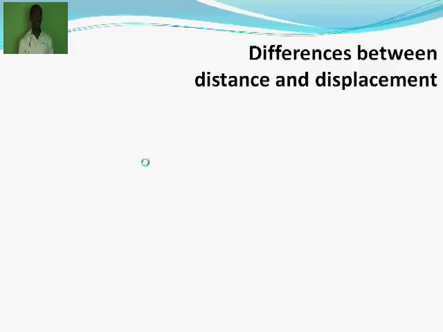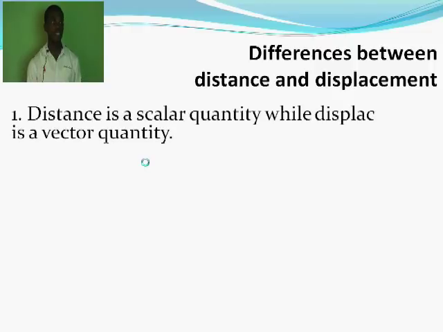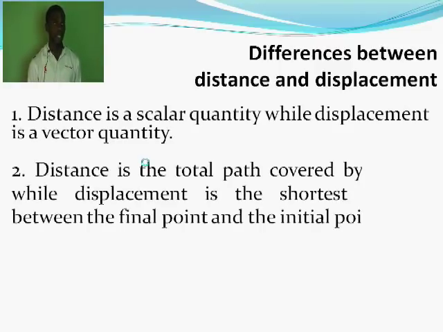Now, we want to look at the differences between distance and displacement for us to understand them. Number one, distance is a scalar quantity, while displacement is a vector quantity. Secondly, distance is the total path covered by a body, whereas displacement is the shortest distance between the final point and the initial point.